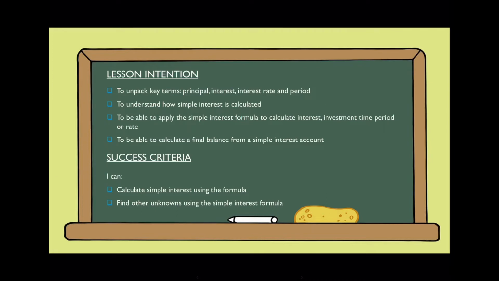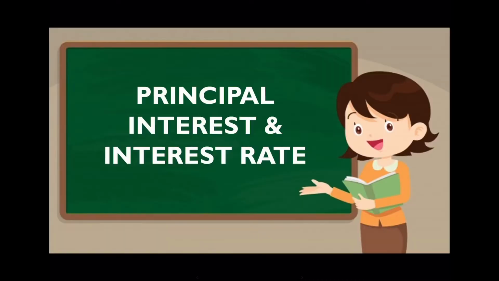We're going to be applying the simple interest formula to calculate the interest earned, the investment time period, as well as the rate. And we're finally going to be able to calculate the final account balance earned through simple interest. So we're first going to be unpacking these three terms over here.